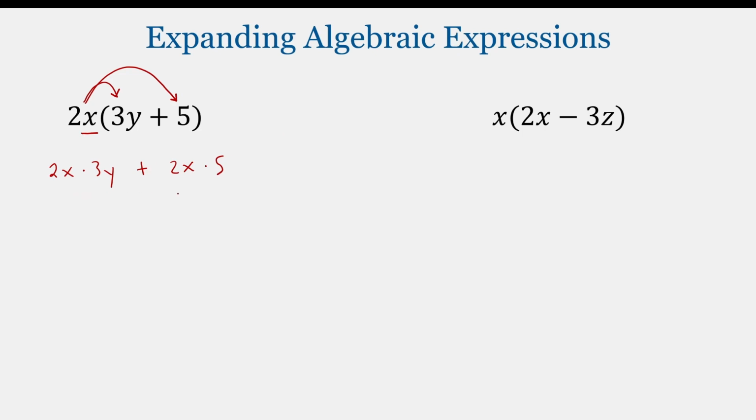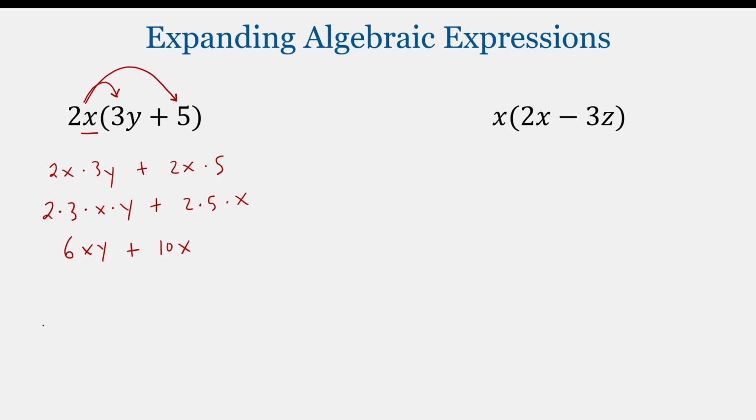Again, when we're dealing with multiplication, the order does not matter. So we can rearrange the order that these factors are written in. So instead of 2 times x times 3 times y, we can go 2 times 3 times x times y, plus, and then we can change this order with 2 times 5 times x. And then 2 times 3 is 6, and then x times y is simply xy, plus, and then 2 times 5 is 10, times x gives us 10x.